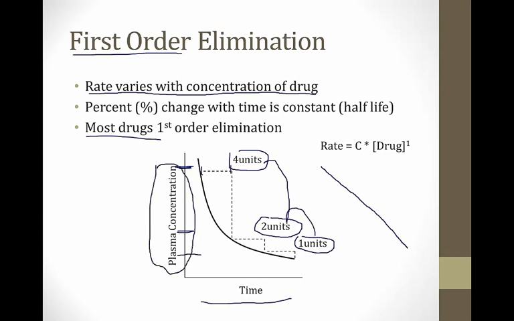And the reason we call this first order is because the elimination rate is equal to some constant C times the drug concentration raised to a power of 1. And that's why it's called first order, which is different from zero order.